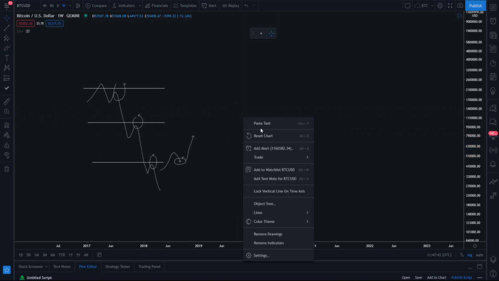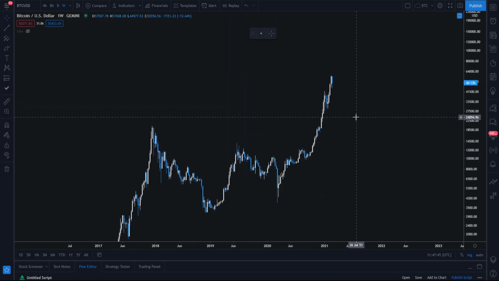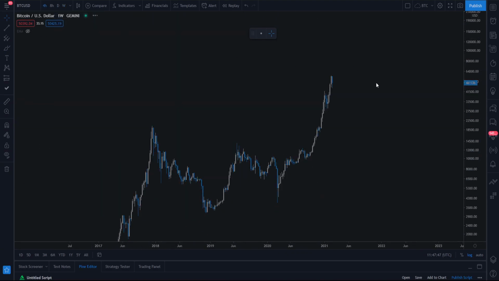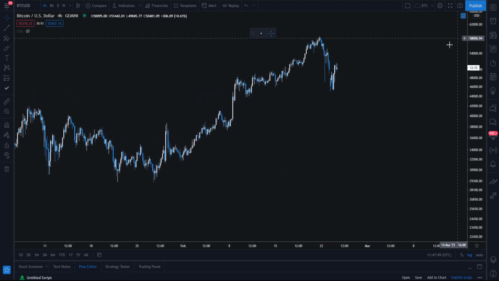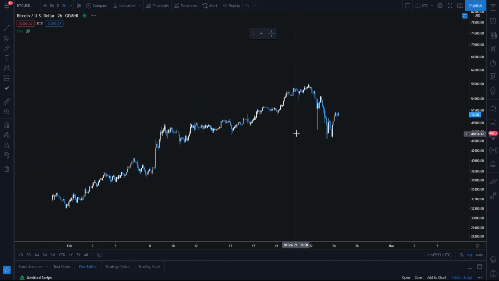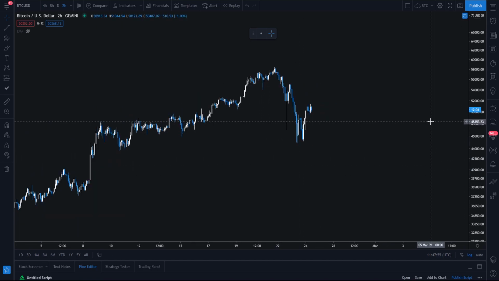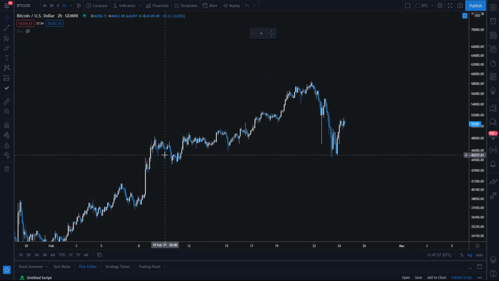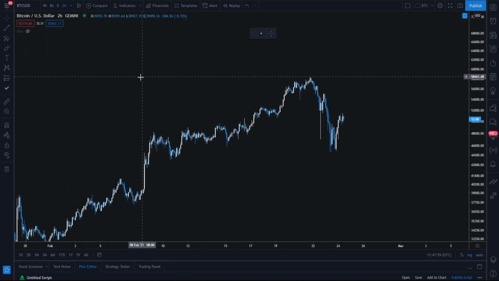So let's take a look quickly. If we remove the drawings and go down onto a low time frame, let's say a 4-hour, and let's take a look. Actually, let's go lower. And let's take a look at this sort of region we have here, which is back from the 9th of February. So pretty much a 1-month range.